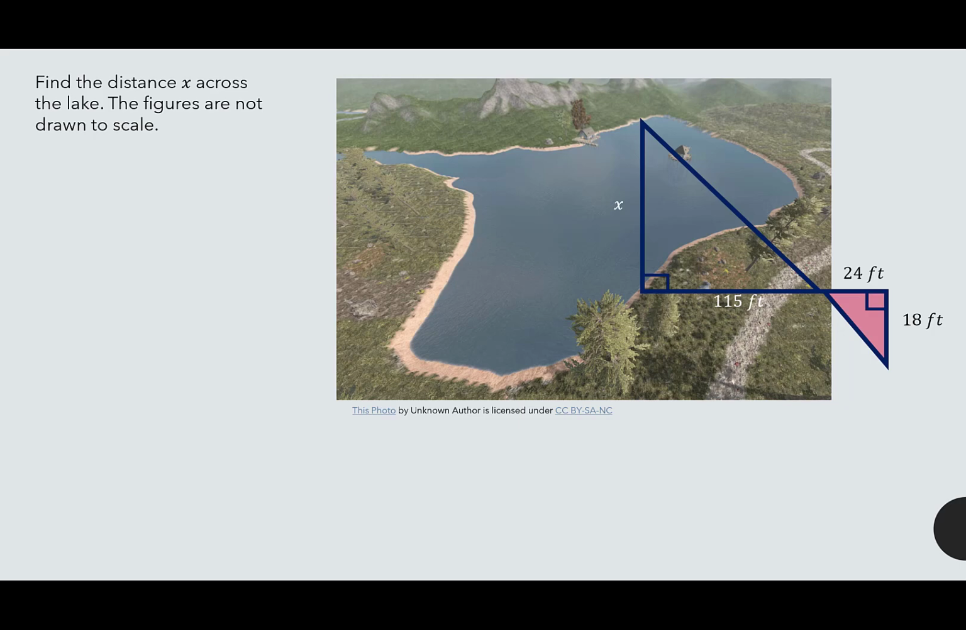Let's find the distance x across the lake. The figure is not to scale. What you can see here is I have a large triangle where x goes across this piece of the lake, and we know this bottom distance is 115 feet.